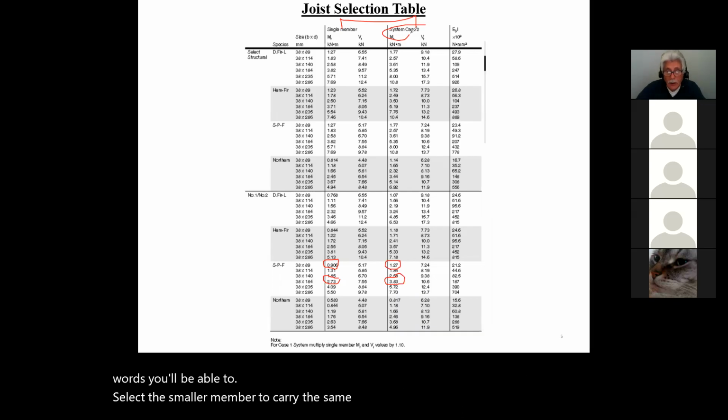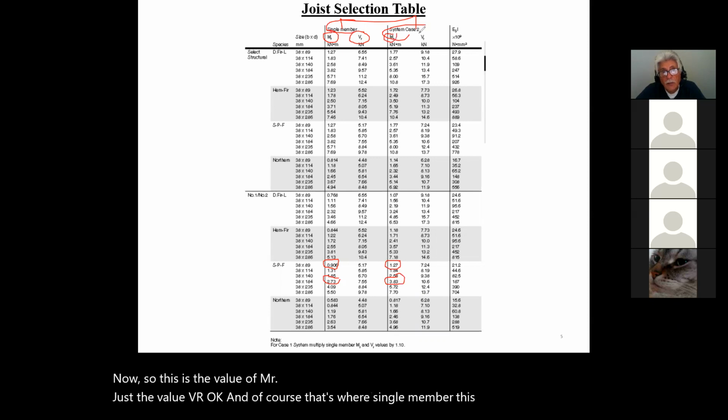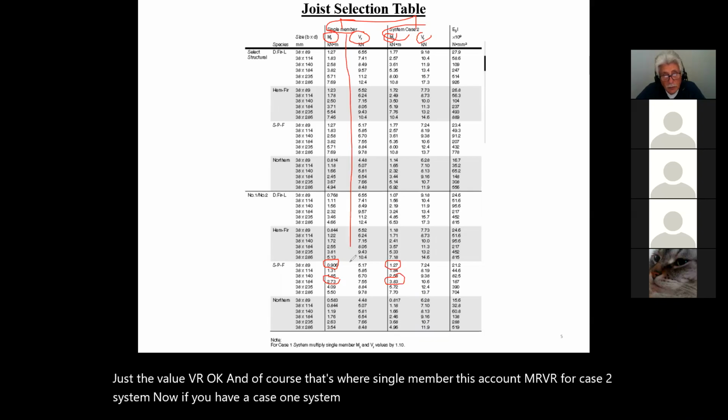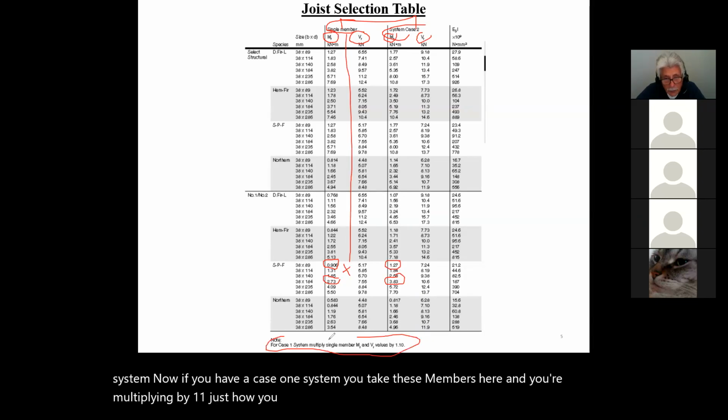Okay. Now, so this is the value of MR. This is the value of VR. And of course, that's for a single member. This is the calculated MR, VR for a case 2 system. Now, if you happen to have a case 1 system, you take these members here and you multiply them by 1.1, just as you see here at the bottom of the table.